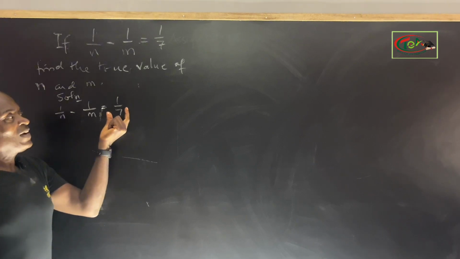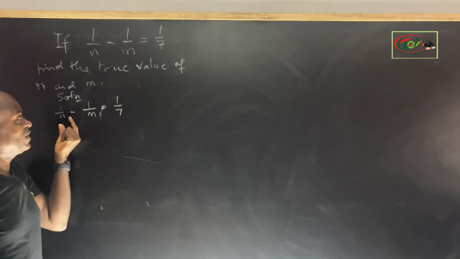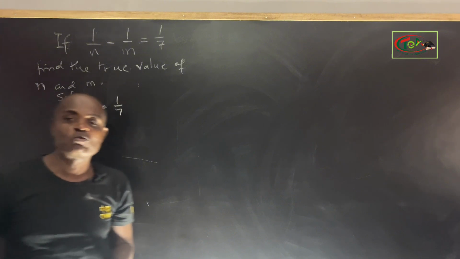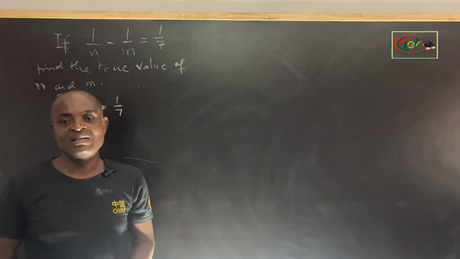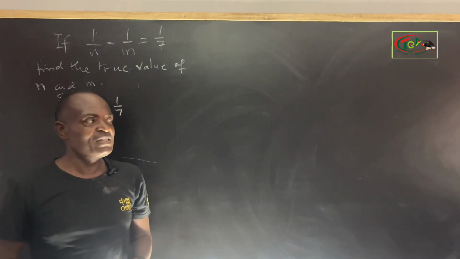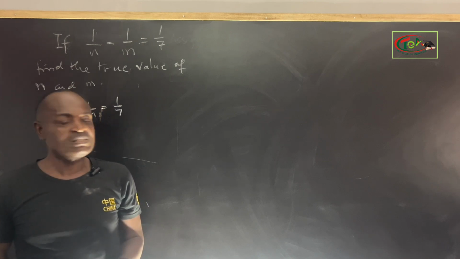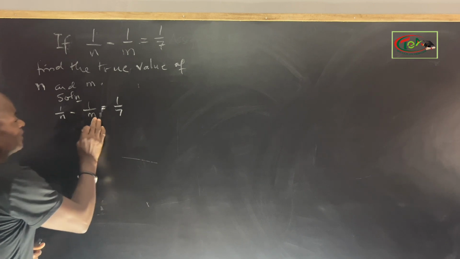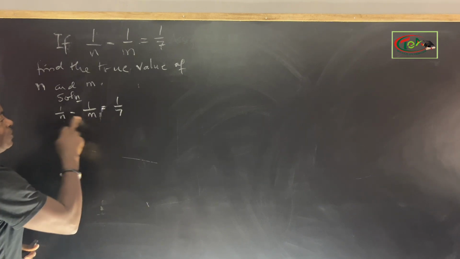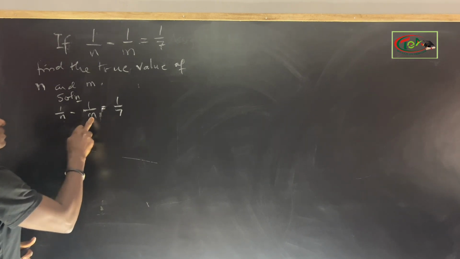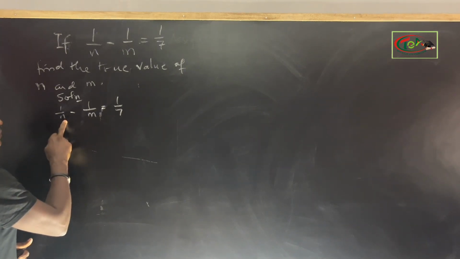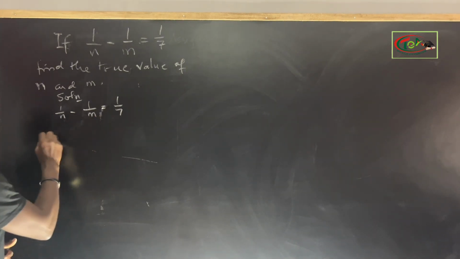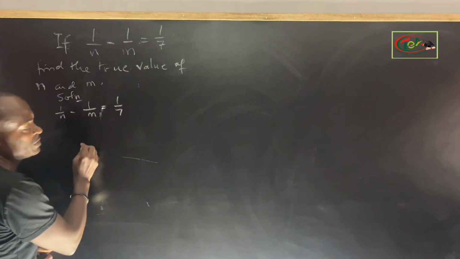Now, we have a fraction here, a fraction there, and a fraction there. When we have a linear equation like this with several fractions, the best thing to do is to reduce the level of fraction. There is no other way than to find the common denominator for this m and n, and the common denominator is nm. Then you multiply through by the common denominator.